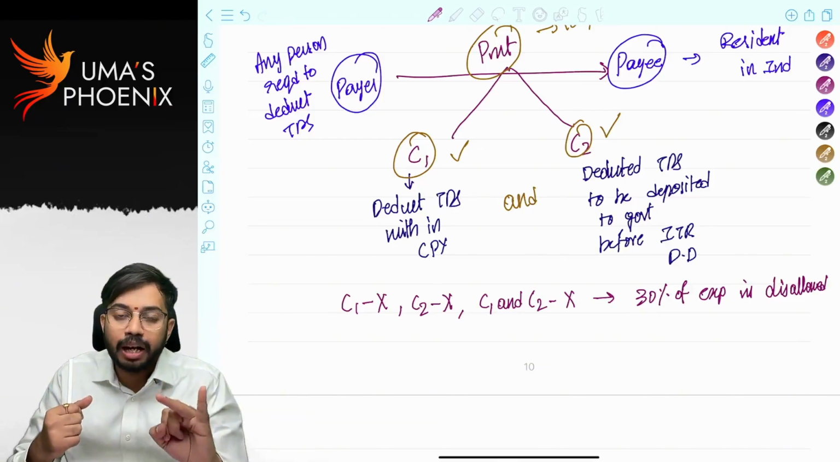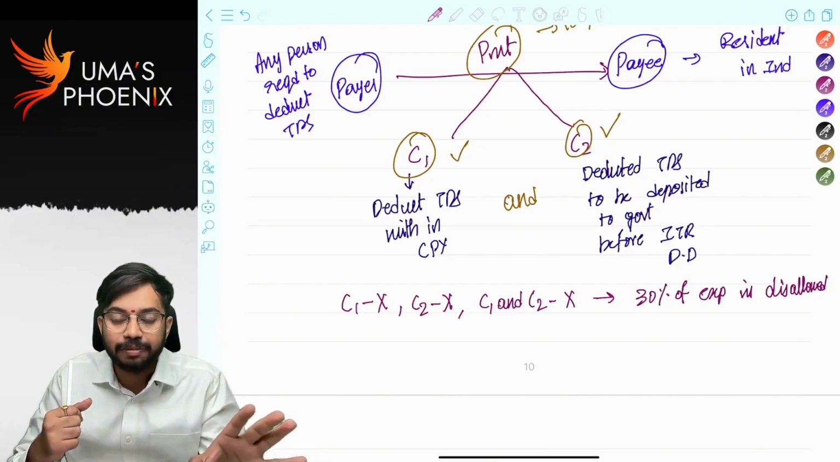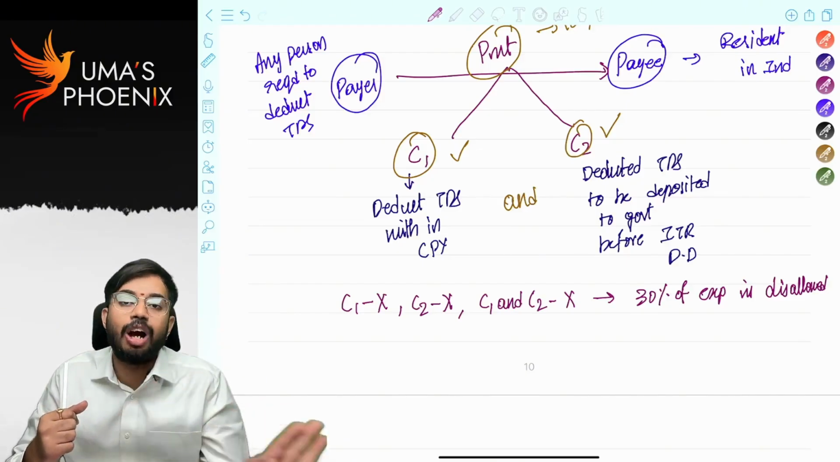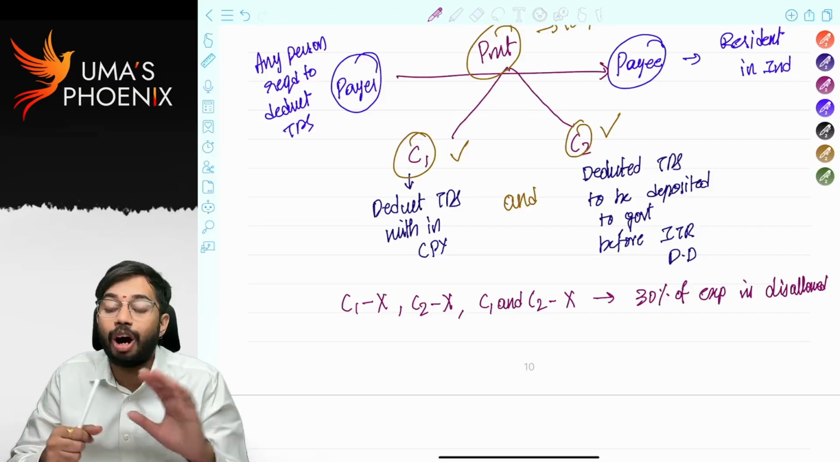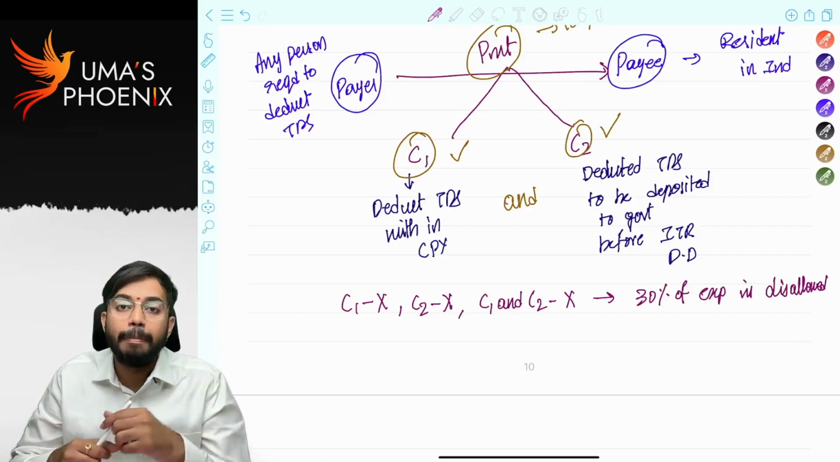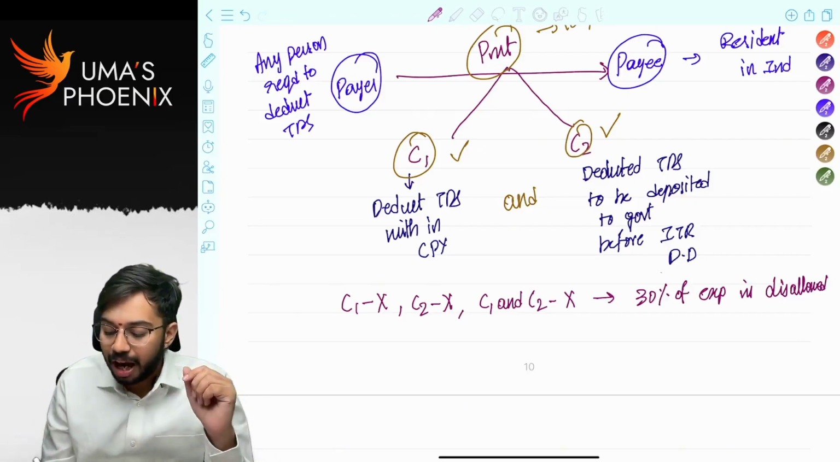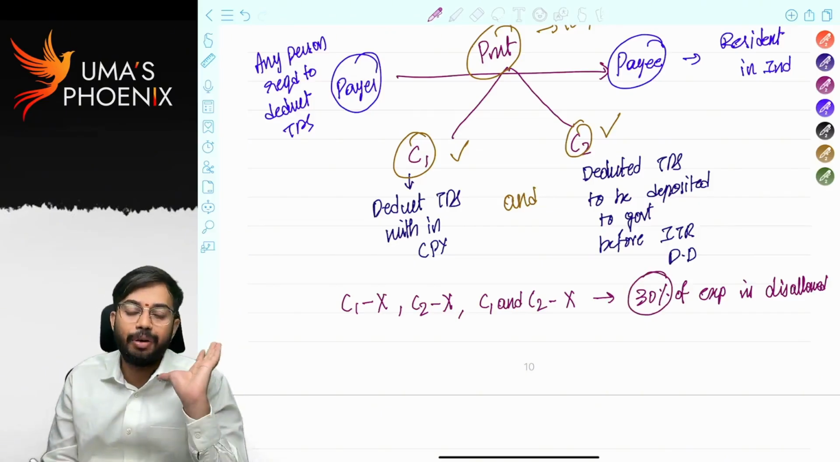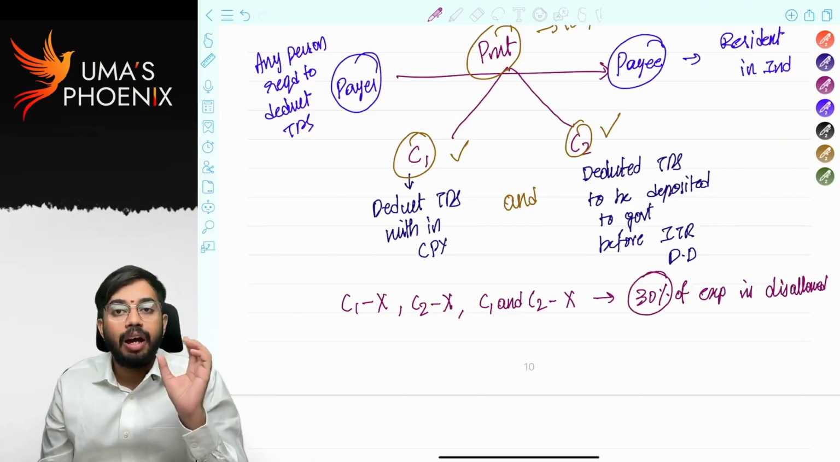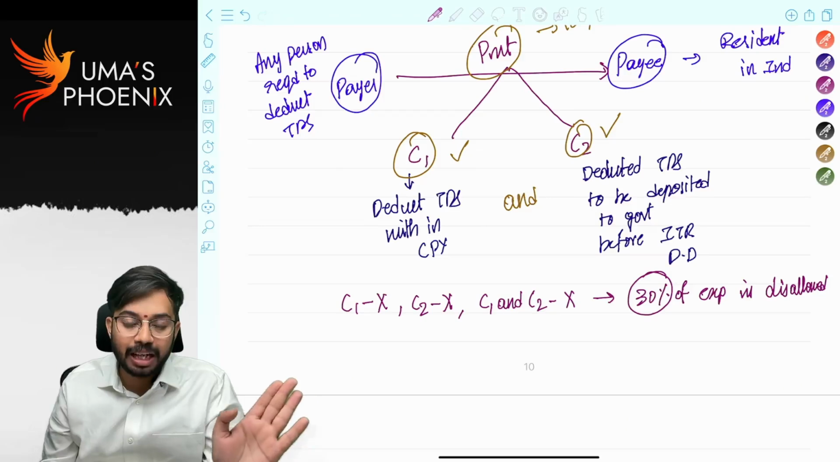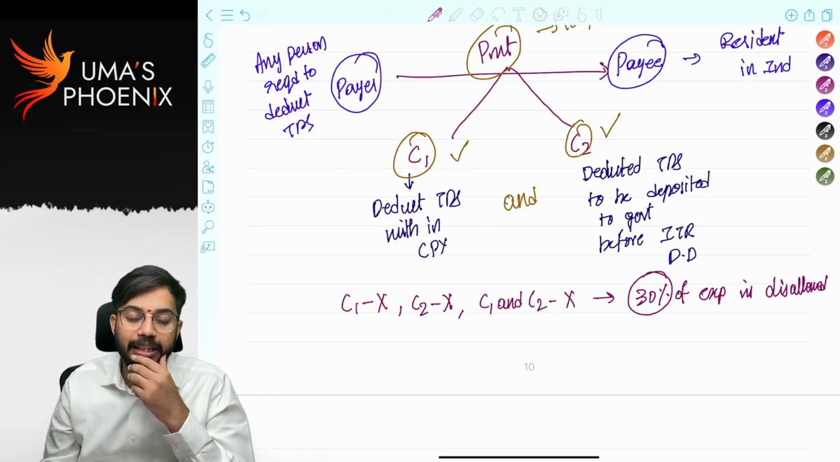Out of these two conditions, if any condition is not satisfied, then the audit fees is not allowed as expenditure. Sorry, the audit fees is allowed as expenditure, but only 70% is allowed and 30% is disallowed. Are you able to understand? If any one of the conditions is not satisfied, 30% of the expenditure is disallowed.